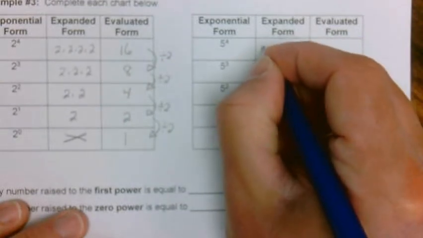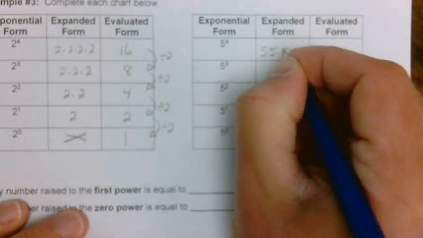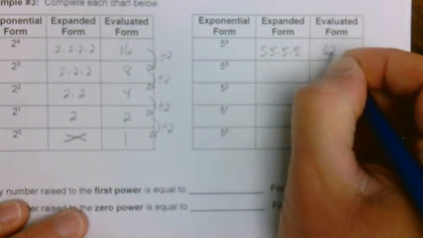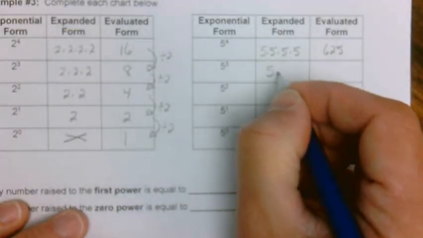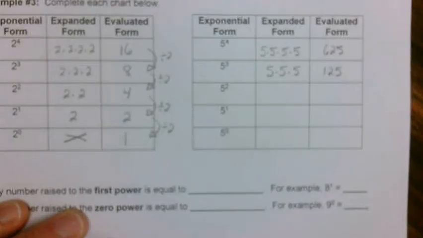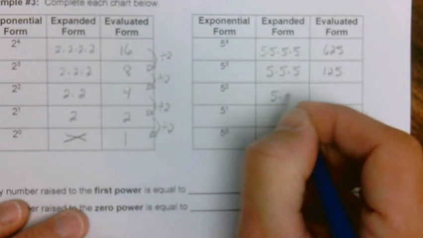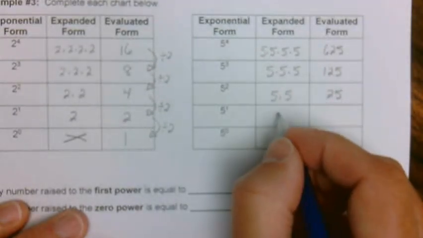All right, with my base of 5. 5 to the 4th power. 5 times 5 times 5 times 5. That's 625. 5 cubed is 5 times 5 times 5, which is 125. 5 squared, 5 times 5 is 25. 5 to the 1st is just the number 5, so it equals 5.